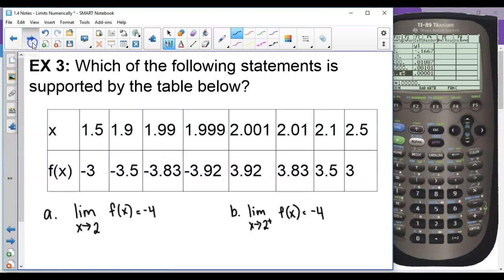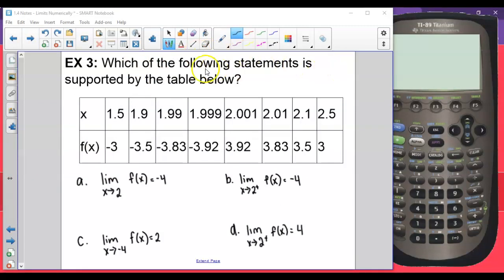Okay, let's look at a couple other types of problems that you're going to see. The problem says, which of the following statements is supported by the table below? So we're looking here: limit as x approaches 2, limit as x approaches 2, limit as x approaches negative 4, and limit as x approaches 2. On this table, right here is our 2 for our x's. Notice we're nowhere near negative 4 for our x values, so C, I'm going to go ahead and throw out.